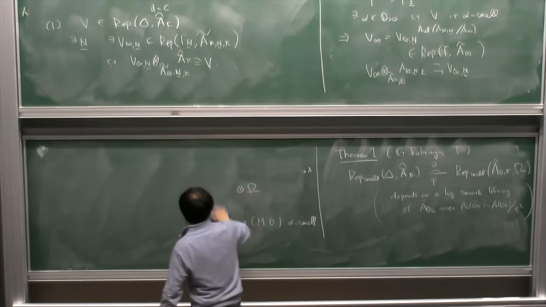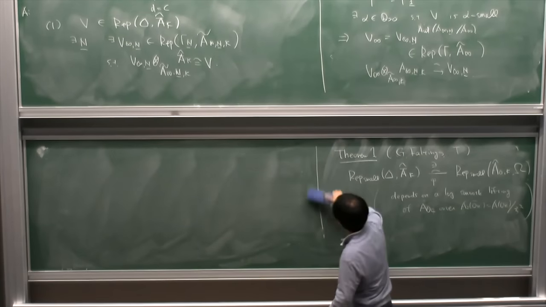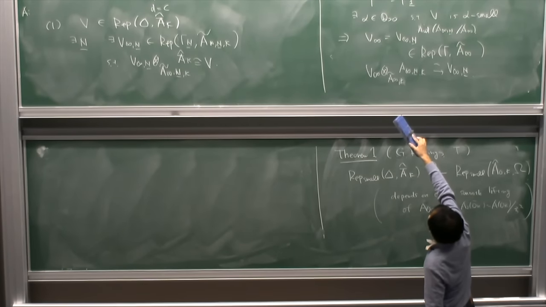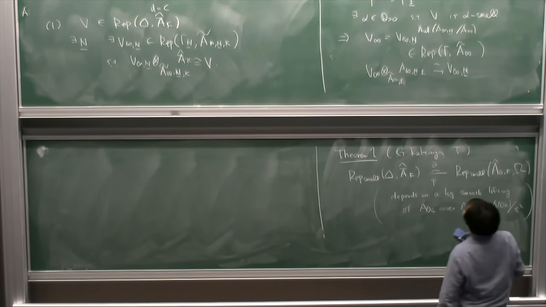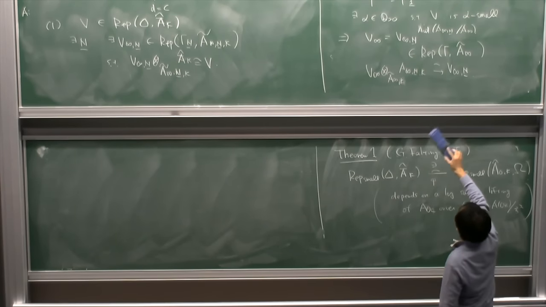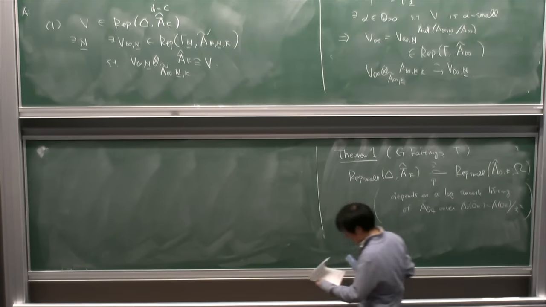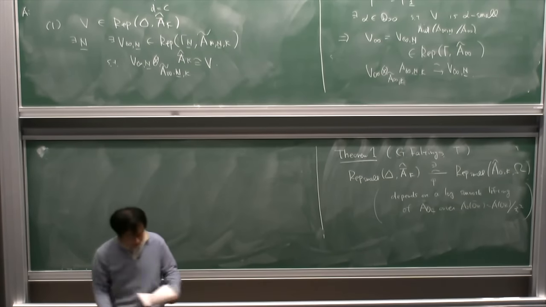But this is for any alpha. So we don't need alpha bigger than 2 over p minus 1. A weaker assumption is enough for this part.